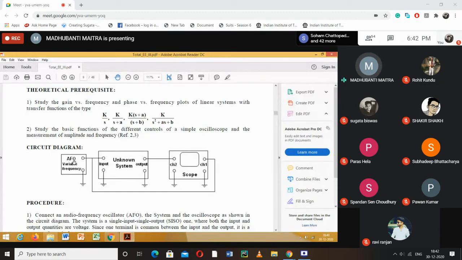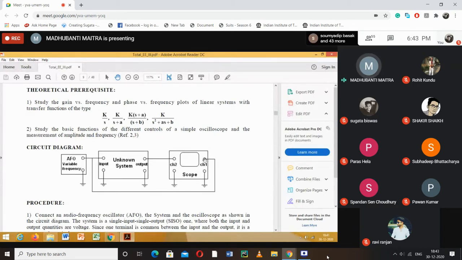The sinusoid will be generated from audio frequency oscillator A4, and from A4 the constant amplitude sinusoids having different frequencies will be an input to the unknown system, right? And the same signal, that means the input, the excitation, will be observed in the oscilloscope, and the input signal will be connected to the channel 1 of the oscilloscope. This diagram is correct.